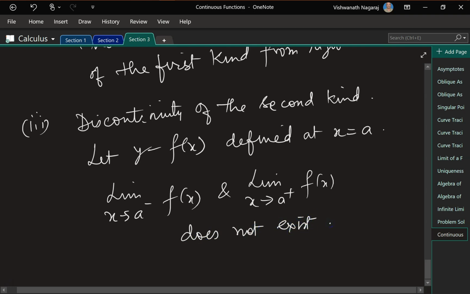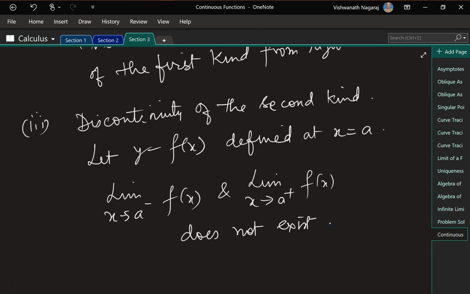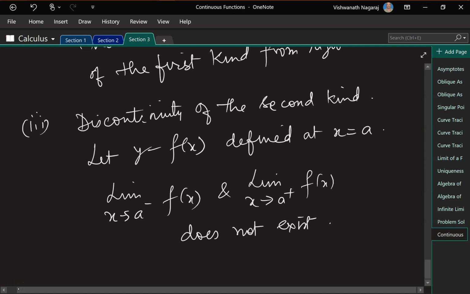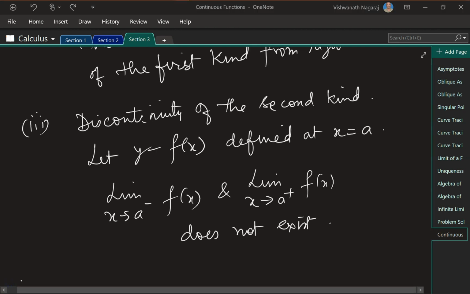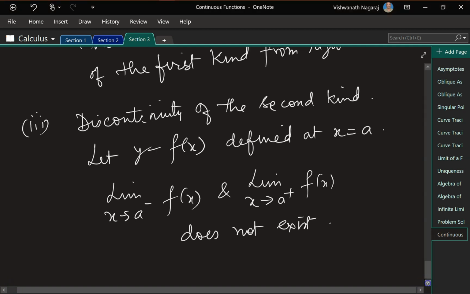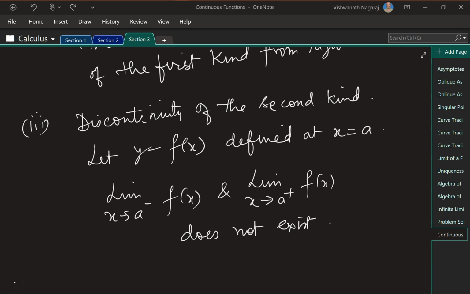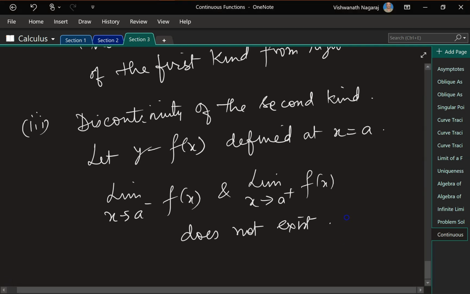So in the first kind, the limits both exist, they are equal to each other, and the function is defined at that point as well. So it is called removable discontinuity. Second one is where both the limits exist, but they are not equal to each other. In the third type, the limits themselves don't exist. So that is continuous functions, discontinuous functions, and types of discontinuities.